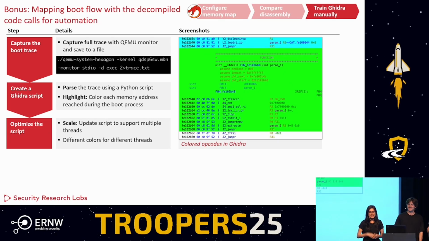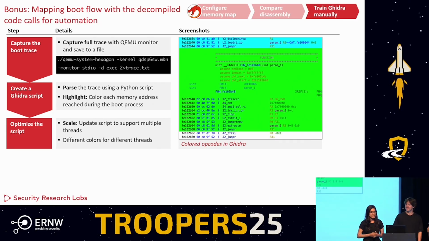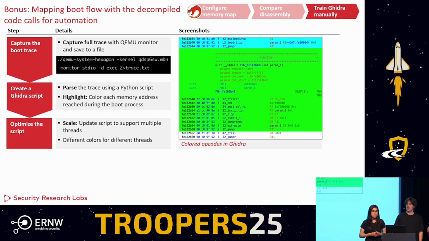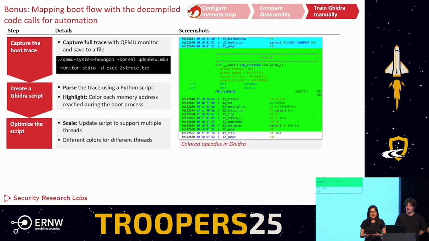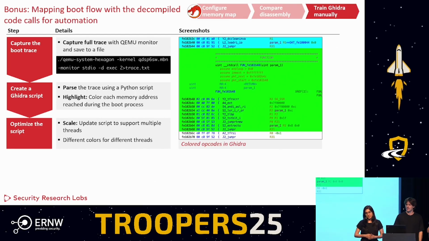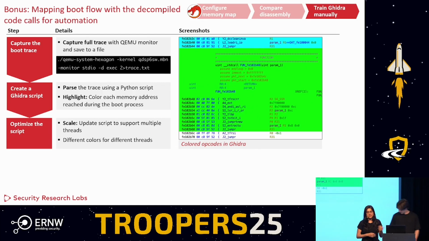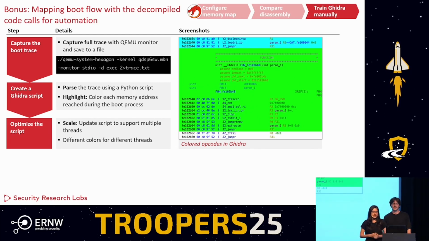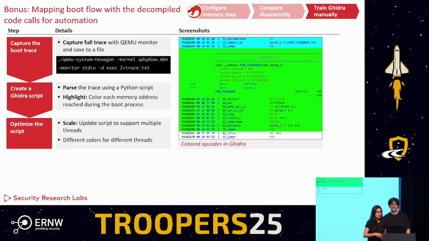Normally it's just white, but whatever opcodes are already executed, we can see are green, so we can identify where we are in the code and which code is not covered yet. Then we also updated our script to support multi-threading, so now each thread's execution gets a different color. And now we had a better understanding of the firmware.